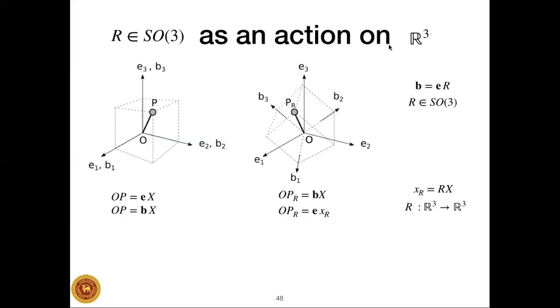So all points, all multiplied by R, you get a set of new points. That's what this is. So R is a map from R3 to R3. It takes R3 points and gives you again R3 points. Let's look at what these properties are.